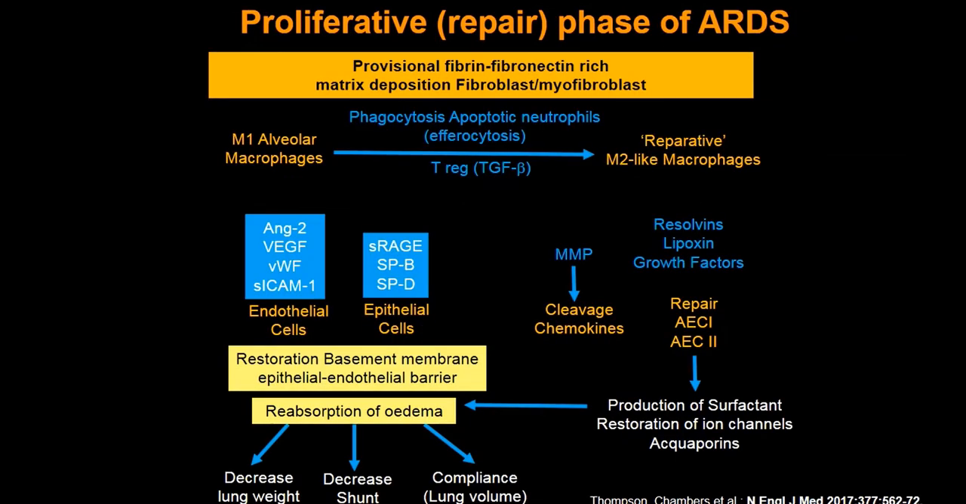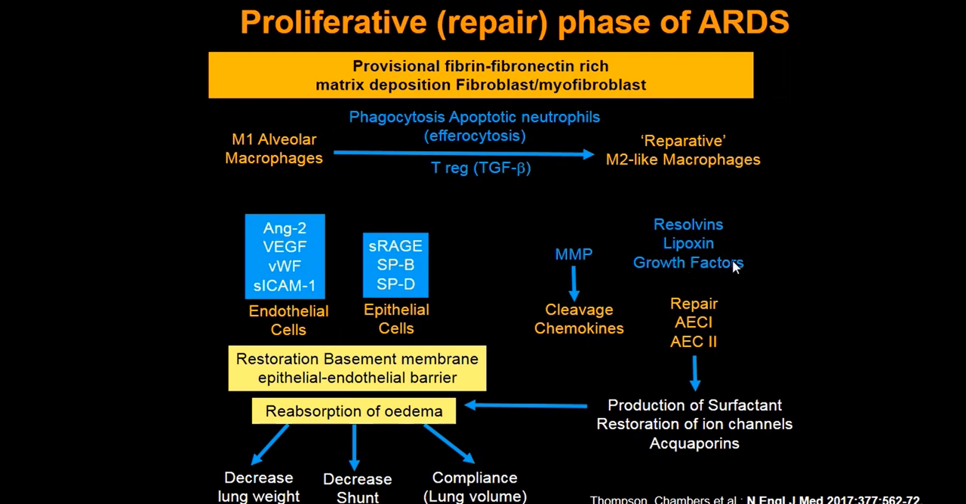But we have gone through the first phase of ARDS, the exudative phase, and then it becomes a proliferative or repair phase, because sometimes the proliferation and the repair go together. And what characterizes this second phase is a provisional fibronectin matrix deposition. And do you remember that I was talking about these very pro-inflammatory M1-like macrophages, where they start transforming themselves again through other factors into M2-like macrophages.